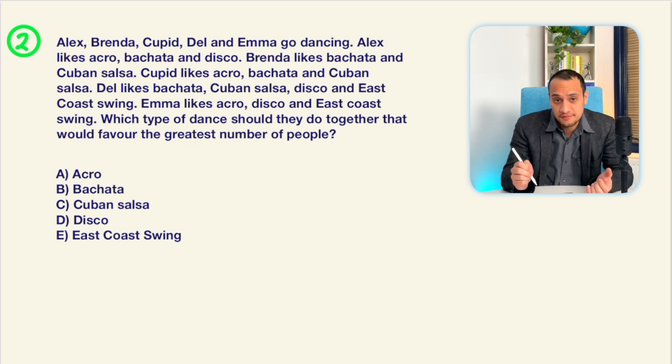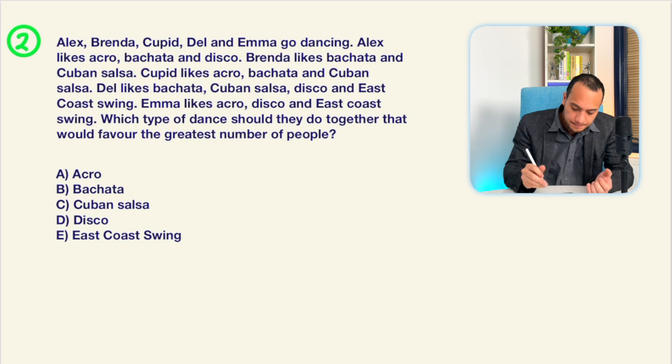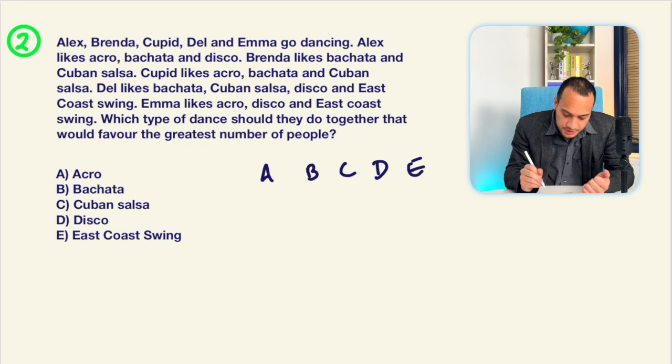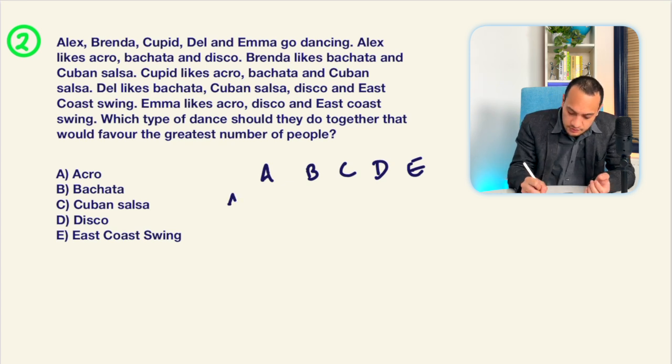So we could use a table method to work this out. You've got Alex. So again, I'm going to represent each of these people with letters. So I've got Alex, Brenda, Cupid, Dell, and Emma going dancing. And then what we can do is we can represent each dance style with letters as well. So we have acro, bachata, Cuban salsa, disco and East Coast swing. So again, we've got an ABCD sort of situation.